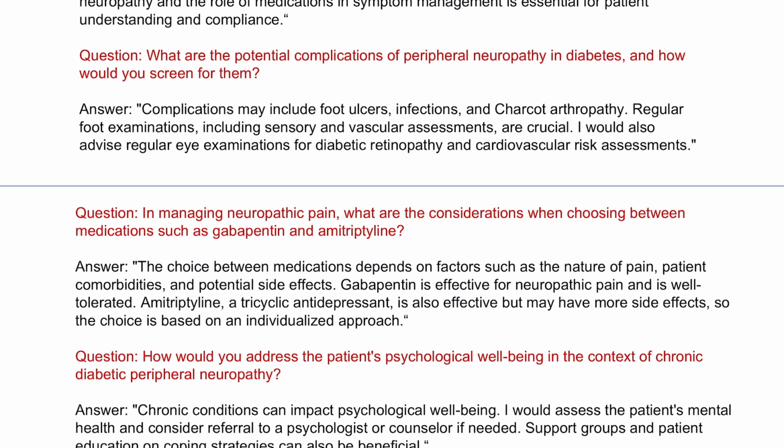Potential complications of peripheral neuropathy and diabetes: how would you screen for them? Complications may include foot ulcers, infections, and Charcot arthropathy. Regular foot examination, including sensory and vascular assessment, is crucial. I would also advise regular eye examination for diabetic retinopathy and cardiovascular risk assessment.